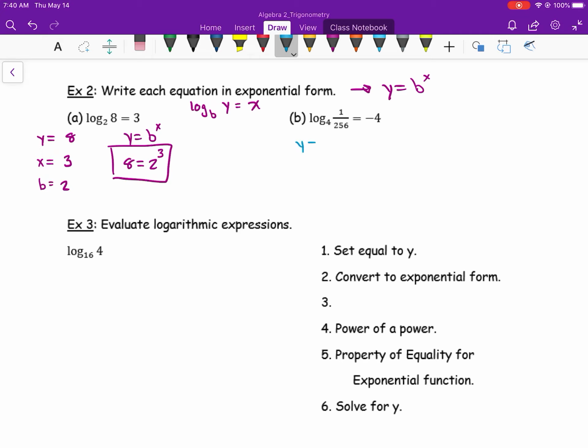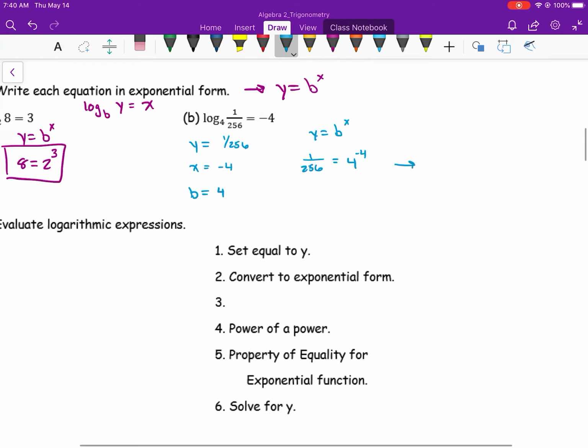And then for b, y equals 1/256, x is -4, and b is 4. So y equals b to the x: 1/256 is equal to 4 to the -4 power. If you think about that, it's 1 over 256. Can't have negative exponents, so it becomes 1 over 4 to the 4, and 4 to the 4th power is 256.